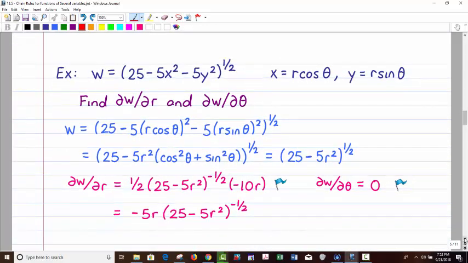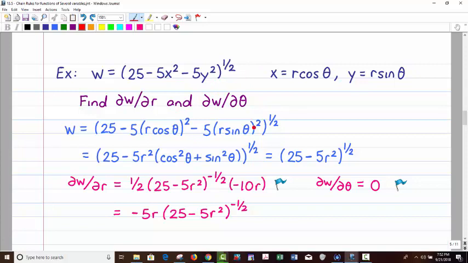All right, this one looks interesting. Here we have this function, and x is r cos theta, y is r sine theta. So you see that w is a function of x and y, which are both functions of r and theta. So it does satisfy that criteria, but we're going to substitute. I want to put in r cos theta for x, r sine theta for y.